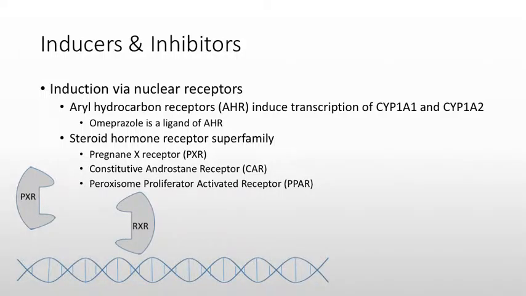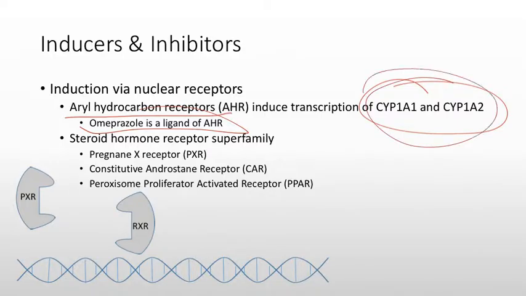What you need to know is there's two big families. There's the aryl hydrocarbon receptors, AHR families. These can induce the transcription of CYP1A1, 1A2. And omeprazole is a ligand for the aryl hydrocarbon receptors. If smokers, for example, have a hyperinducible aryl hydrocarbon receptor, then they'll produce a lot of these enzymes, and these will break down some of the products of the smoking into carcinogens.